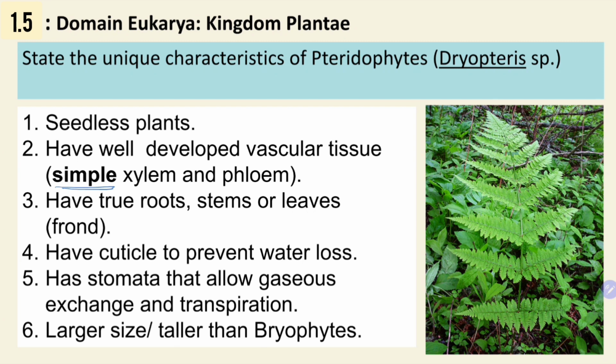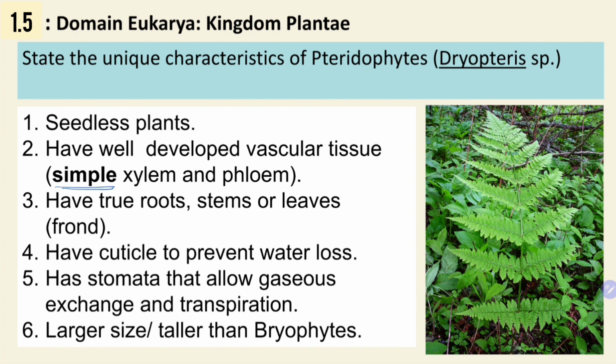Since pteridophytes already have vascular tissue, we can say that they have true roots, stems, and leaves. The leaves are also known as fronds. All pteridophytes have cuticles to prevent water loss. So on the surface of the plant there will be a layer that we call the cuticle. And the cuticle is basically waxy, which is hydrophobic, to prevent water loss directly from the surface of the plants.